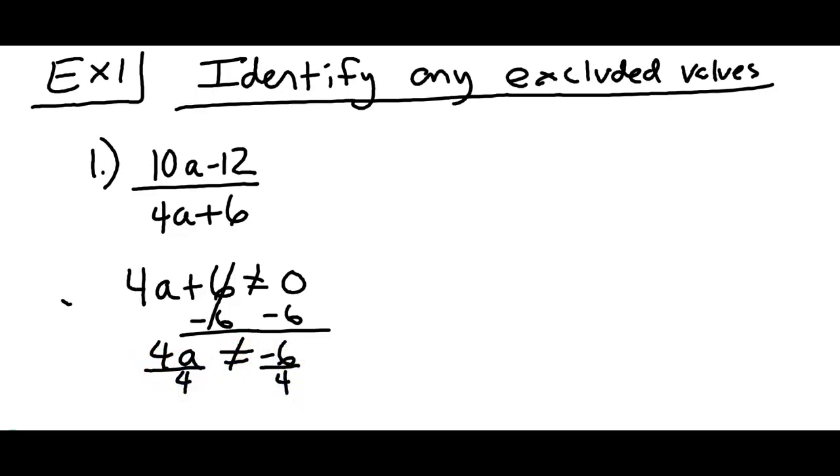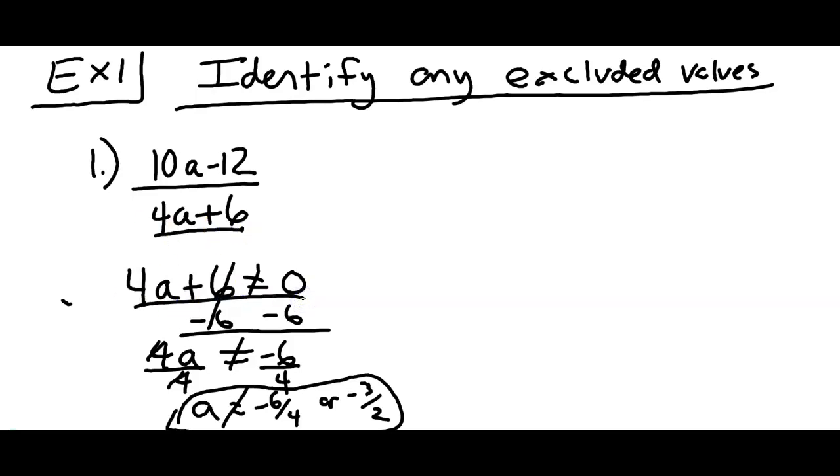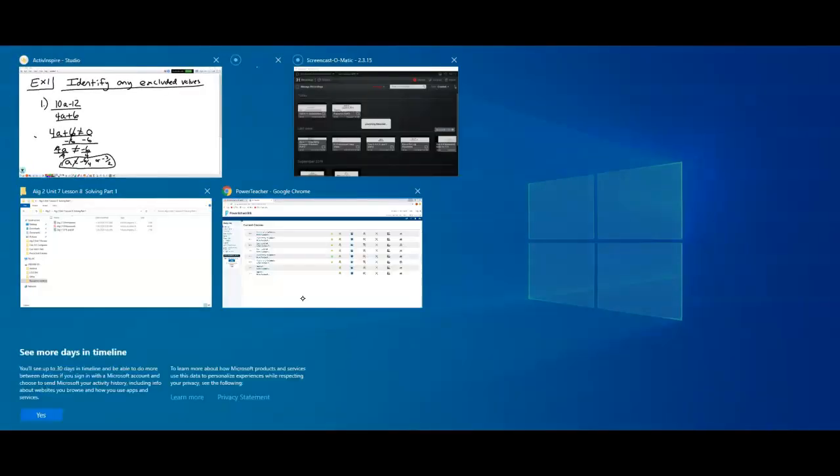Yeah, because that means it can't equal it. That's what we mean by excluded. So A cannot equal negative 6/4, or you could say negative 3/2. This wasn't factoring, actually, but I will do one like that in a second. But there it is. Anything that makes the bottom equal 0 is an excluded value. So the bottom can't equal 0. Solve from there, and that tells you what A is not allowed to be. A is not allowed to be negative 3/2.